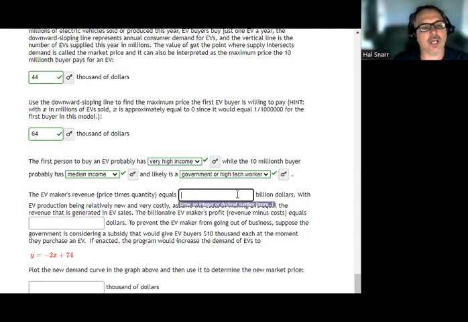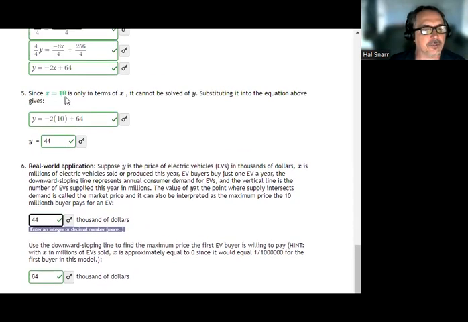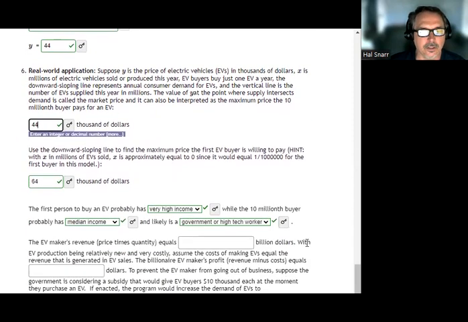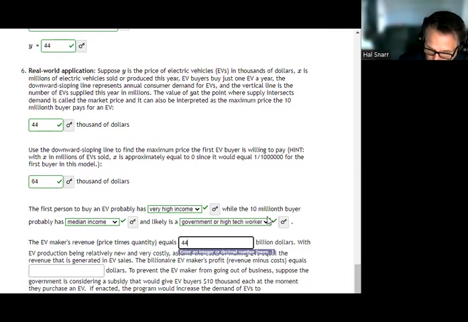So this is a great time to talk to students about units. This is in terms of thousands, and this is in terms of millions. So 1,000 million is $1 billion, right? When you multiply $1,000 times 1 million units, you get billions of dollars. So all the students have to do is multiply the 44 times the 10, and you get $440 billion.